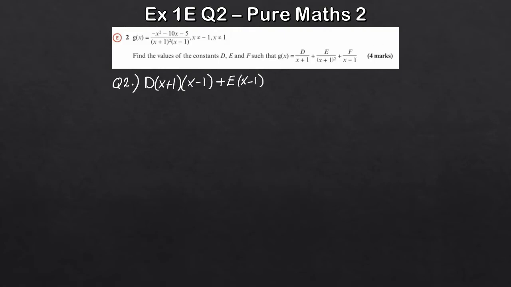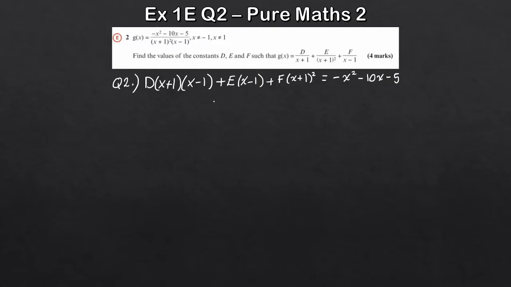And then finally, for f here, I've already got an x minus 1. The only thing I'm actually missing is the x plus 1 squared. Okay. And again, this is just equal to the numerator, just like we did with the previous two. So this is minus x squared minus 10x minus 5. Okay. So, we've done all the preparation work here. What I need to do now, just like we've done with the previous, is start eliminating.